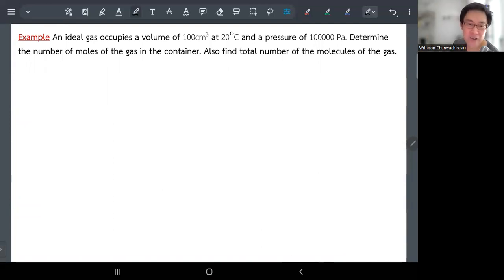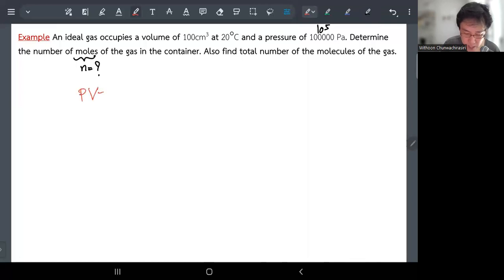All right. An ideal gas occupies a volume of 100 cubic centimeters at 20 degrees Celsius and a pressure of 10 to the fifth Pascal. There you go. So you are already given information about the gas. Now determine the number of moles of gas in this container. See, they want the number of moles, so what they want to know is the small n. If that is the case, that is easy, guys.